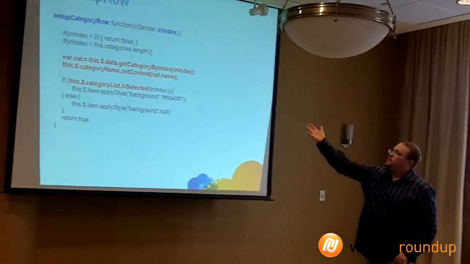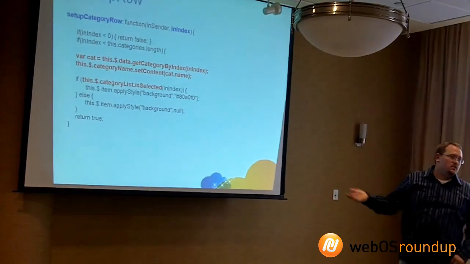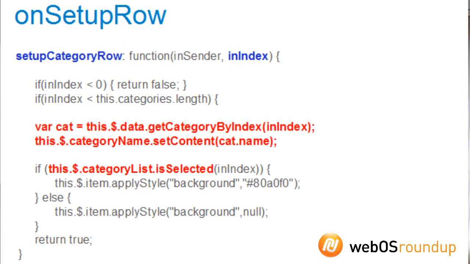Here he has his setup category row, which is called every time a row is generated. And it takes its inSender and inIndex. You don't have to worry about those. You don't send those along. It automatically does that for you. So it's just doing some things.